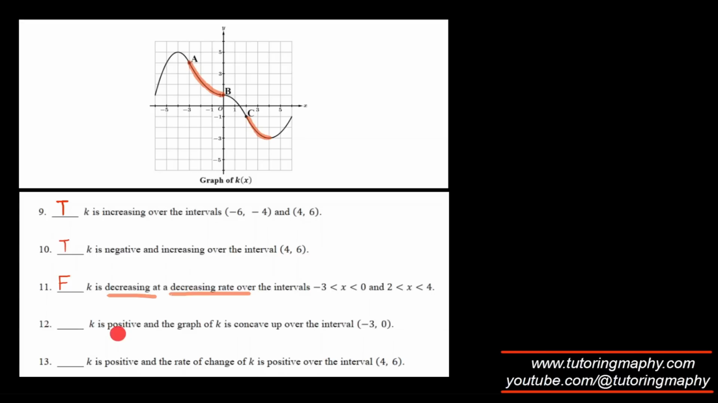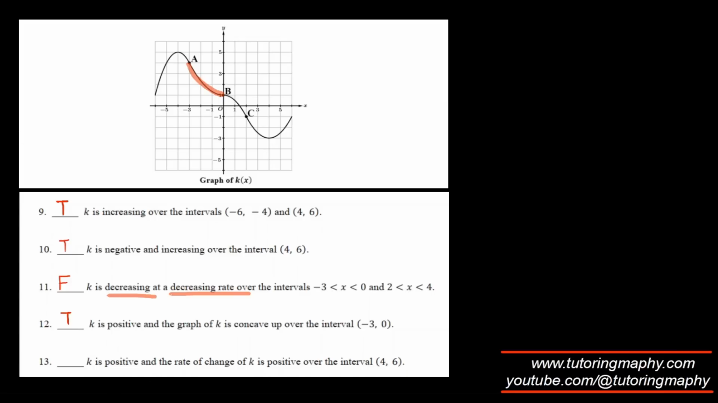All right, k is positive, -3 to 0. That's the interval, so I'd like to again highlight that interval first. -3 to 0 is right here. It was already drawn. K is positive. Yes, definitely k is positive because it is above the x-axis. And the graph of k is concave up. Yes, it is concave up. This is smiling in nature. So yeah, that's absolutely true.